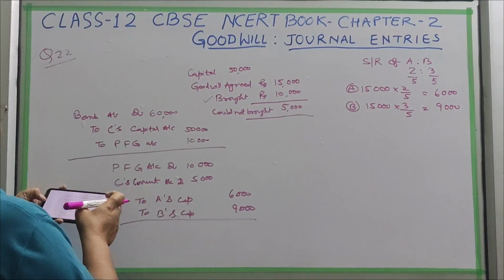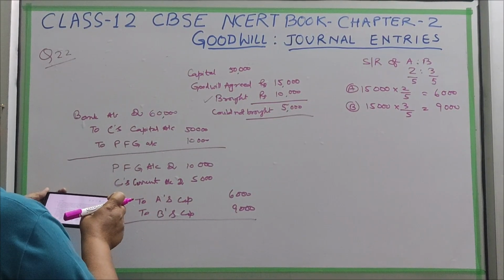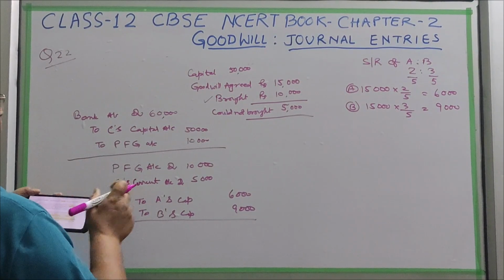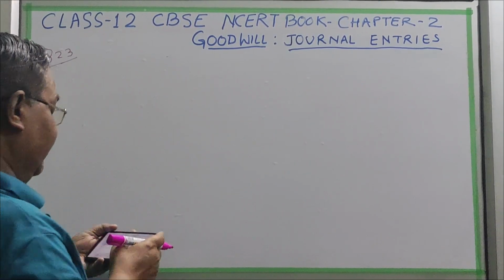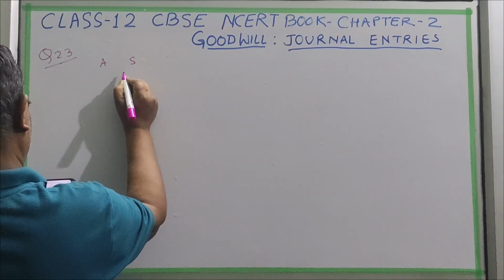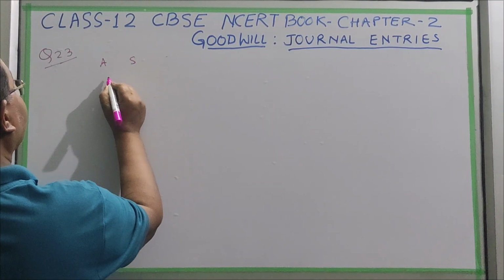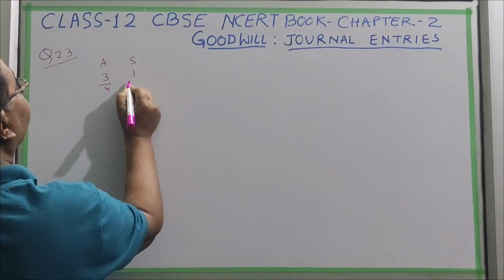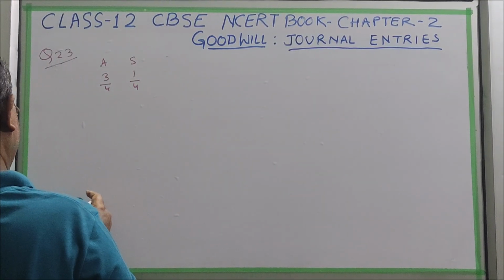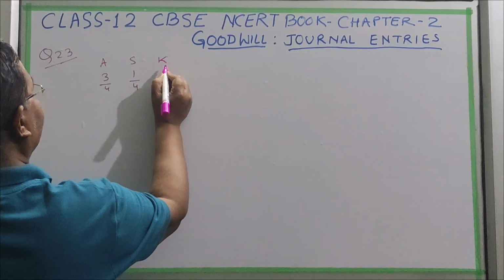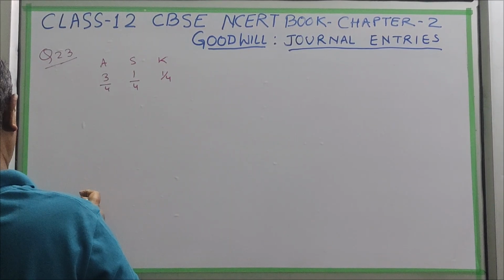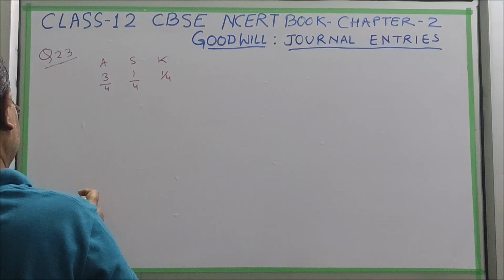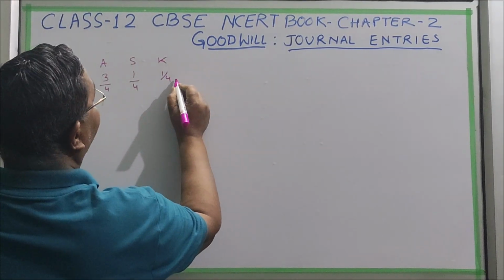Okay, now next question we are going to do, question number 23. Amar and Samar are partners in a firm, in the ratio 3:1, 3/4 and 1/4, and they admitted Kamar for 1/4 share. Kamar could not bring his share of goodwill premium in cash. The goodwill of the firm was valued at, so he could not bring goodwill.